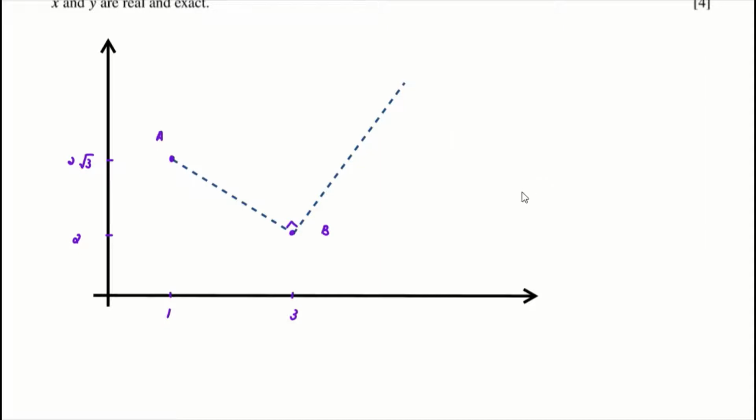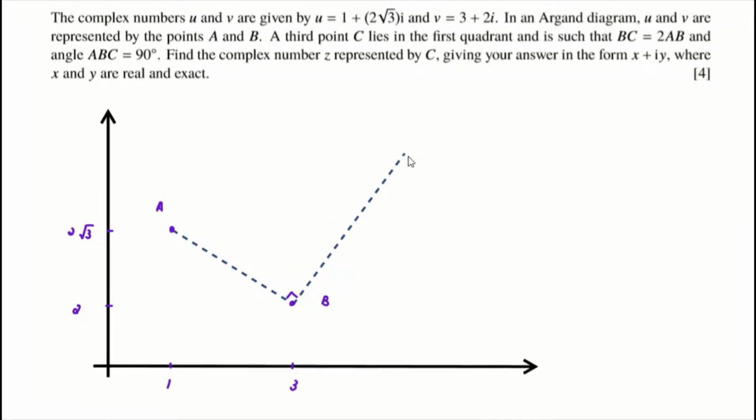Okay, so in this case, this will be our draft, and you roughly know that C is here. And the distance here is like double of this one. So if, let's say, this is 1 AB, then this is going to be the other AB. Okay, so now the question wants us to find out what is the complex number Z represented by C.